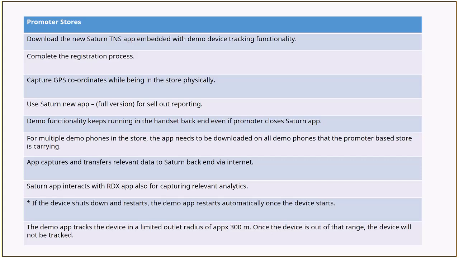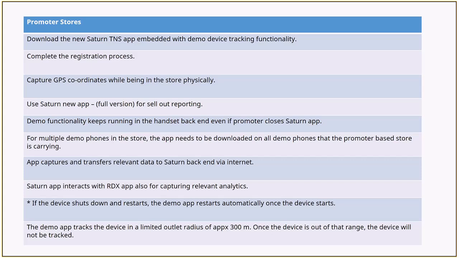What you need to do is download the new Saturn TNS app which has come on the Play Store. This new app contains the old functionalities that Saturn had, plus it also contains a new demo device tracking functionality. This demo device tracking functionality is basically being built to track the productivity of the demos that we deploy in the market.